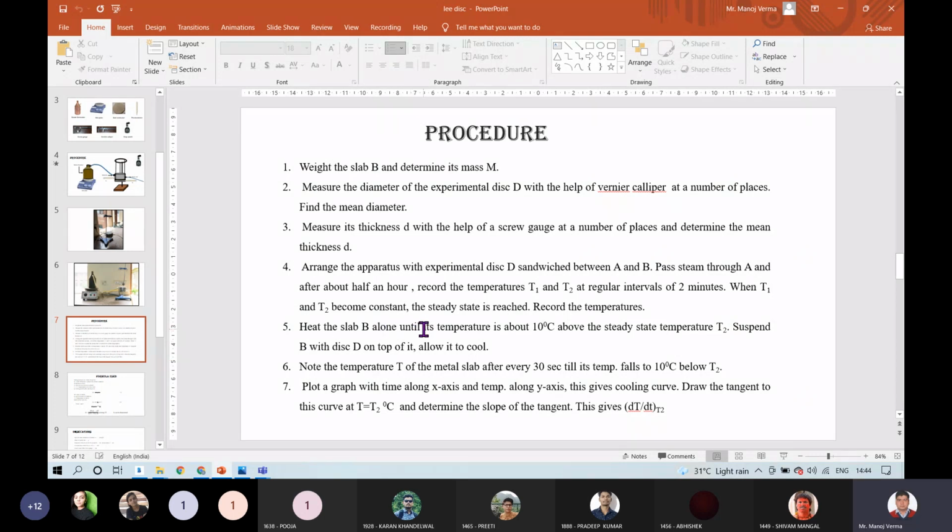Heat the slab B alone until its temperature is about 10 degree above the steady state temperature. Suspend the B.